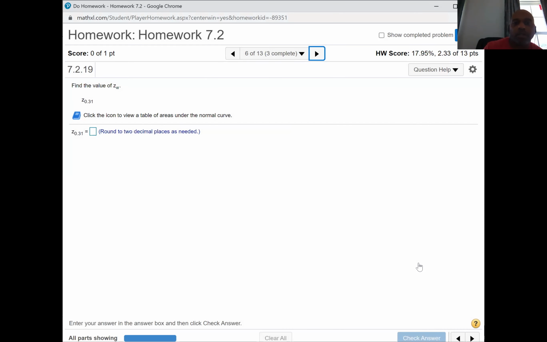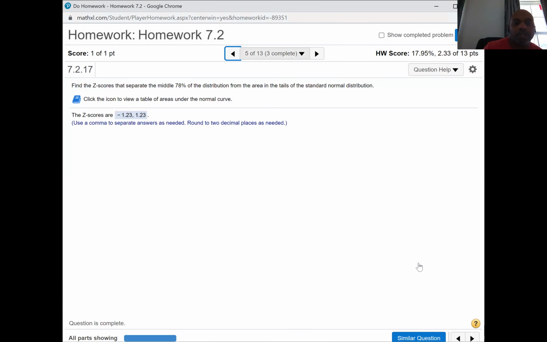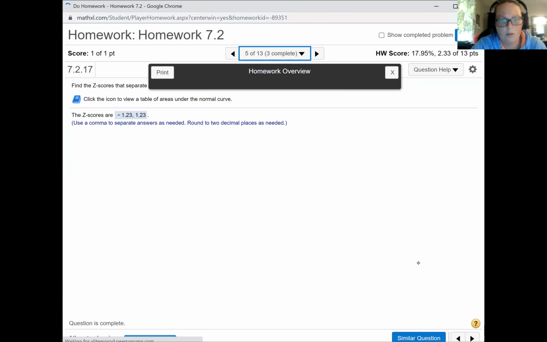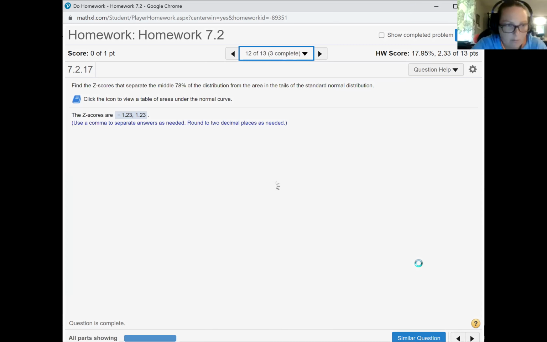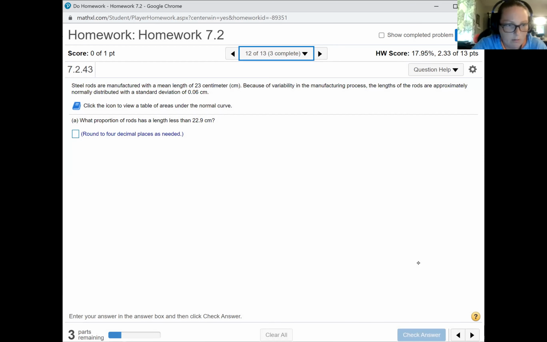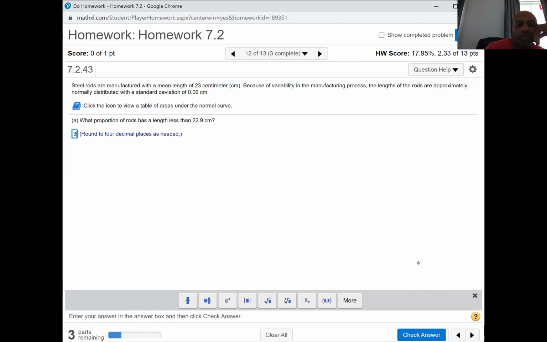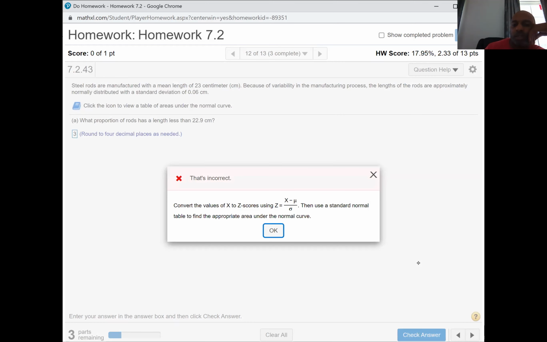All right, after that one, which one are we looking at? I think it's number 12, part B. For some reason, I couldn't get it. Okay, not a problem. So steel rods are manufactured at a mean of 23, with a standard deviation of 0.06. You say you're good with A, so I'm just going to throw something in there to get to B.